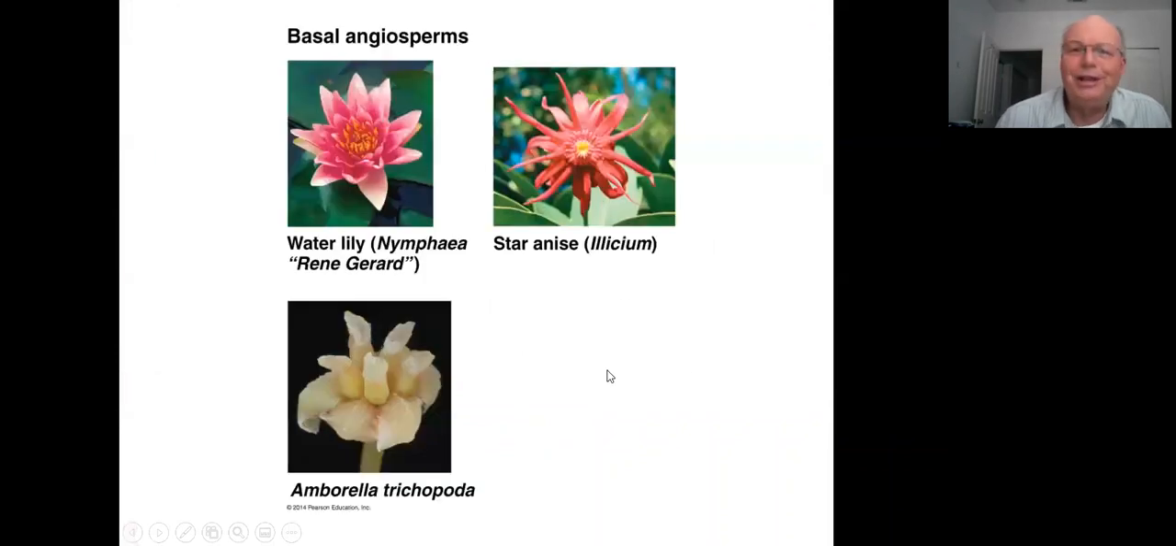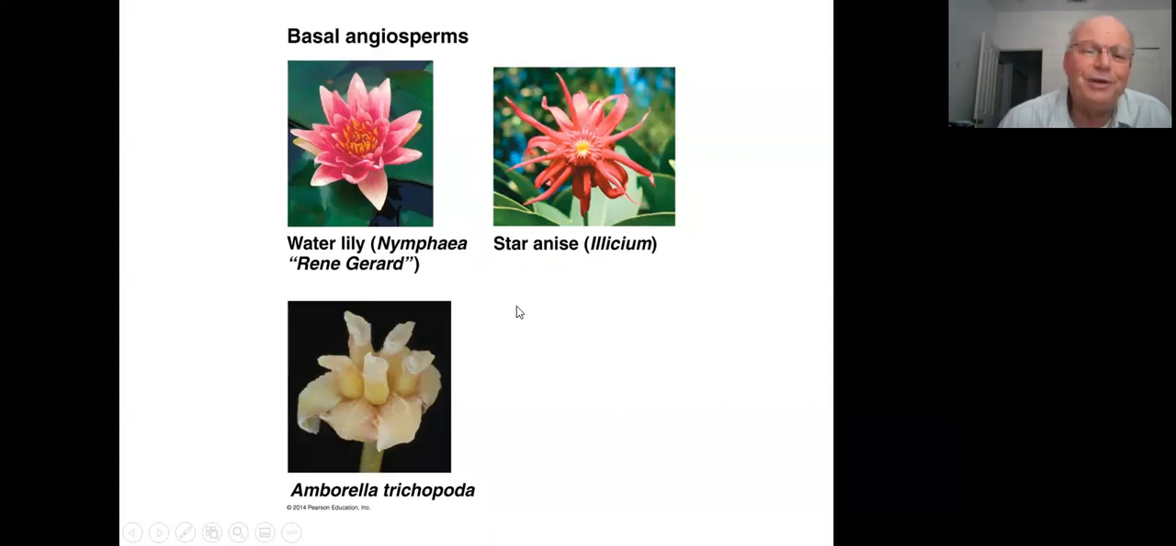So here are the basal angiosperms. This is Amborella, and you can see that it does have stamens, it does have a carpel, it has petals, so it has a true flower, but the development of the eggs particularly looks very gymnosperm-like, or more closely related to gymnosperms than angiosperms, so that places it right at the base. Then we have water lilies, next most basal, star anise as the next most basal, I guess. So these are the three basal angiosperms.